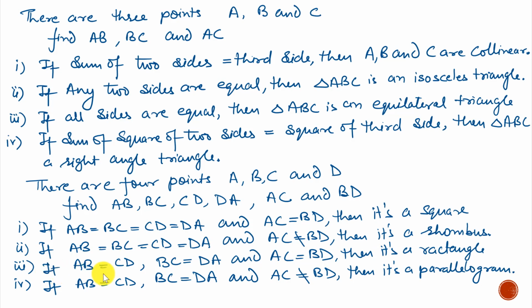If opposite sides are equal, that is, AB equal to CD, BC equal to DA, and diagonals AC equal to BD, then it is a rectangle. If opposite sides are equal, AB equal to CD, BC equal to DA, but the diagonals are not equal, this implies AC is not equal to BD, then it is a parallelogram. So always remember these points.